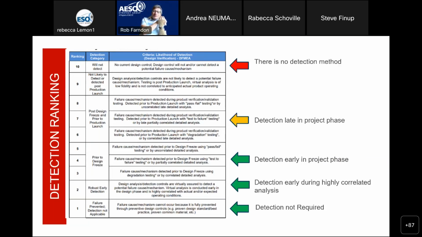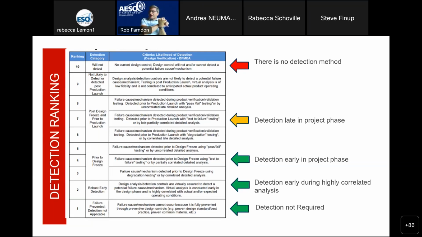So there in between those two, I've got reduced, robust early detection. I've got a really good analytical method that will nip it in the bud, and I won't need to worry about testing. That's what that one means, number 2. You get detection late in the project phase, which is 6 to 8, and then 9 and 10 are really about poor detections, with 10 being there's no detection method at all. If that failure mode or cause is present in the design, there's no way you're going to detect it. So you need a low occurrence. You need to be confident in your design.